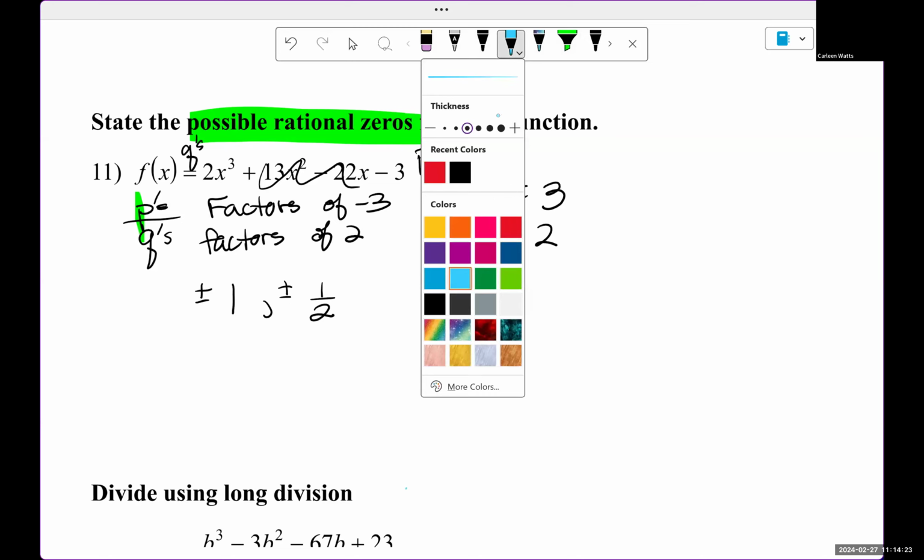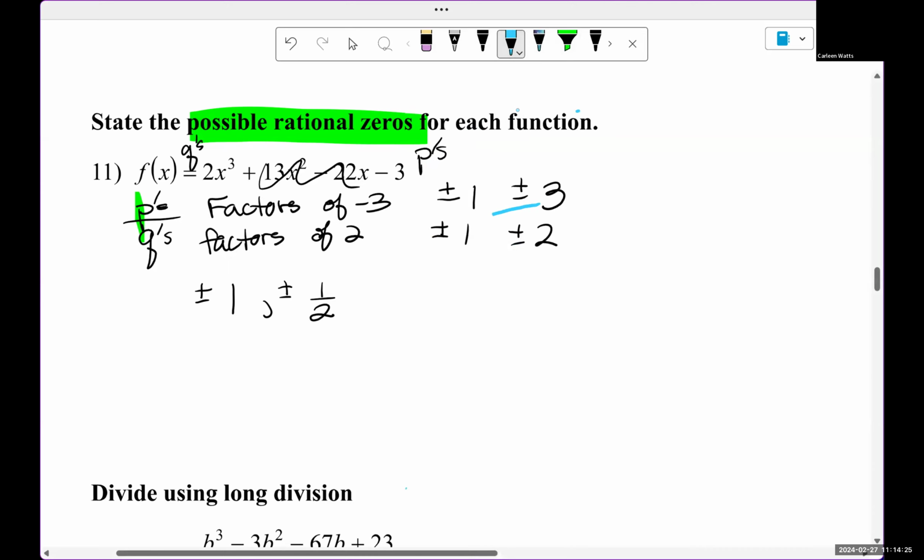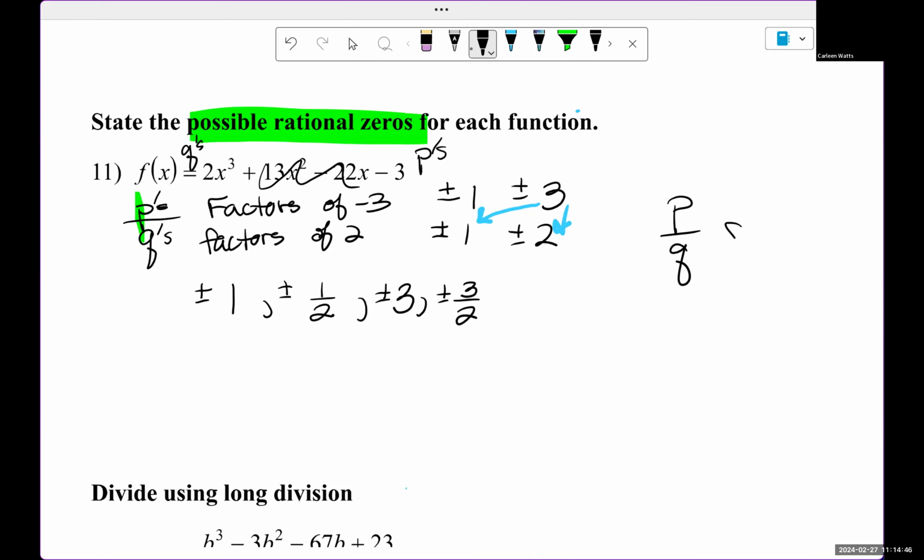Now, blue guy shakes hands with everyone in that family. So that's going to give me 3/1 as a fraction and 3/2. So factors of the P's, factors of the Q's, P's over Q's, they shake hands and they make fractions.